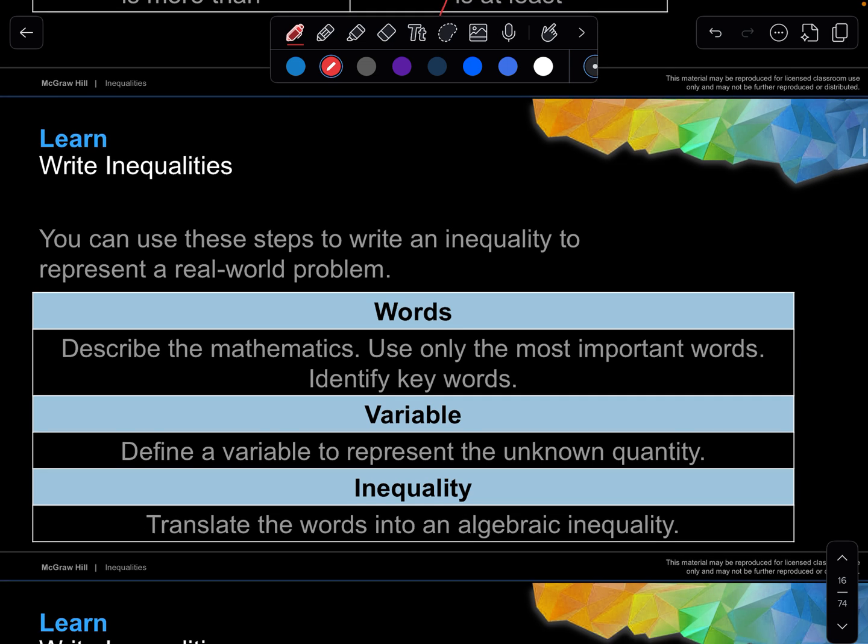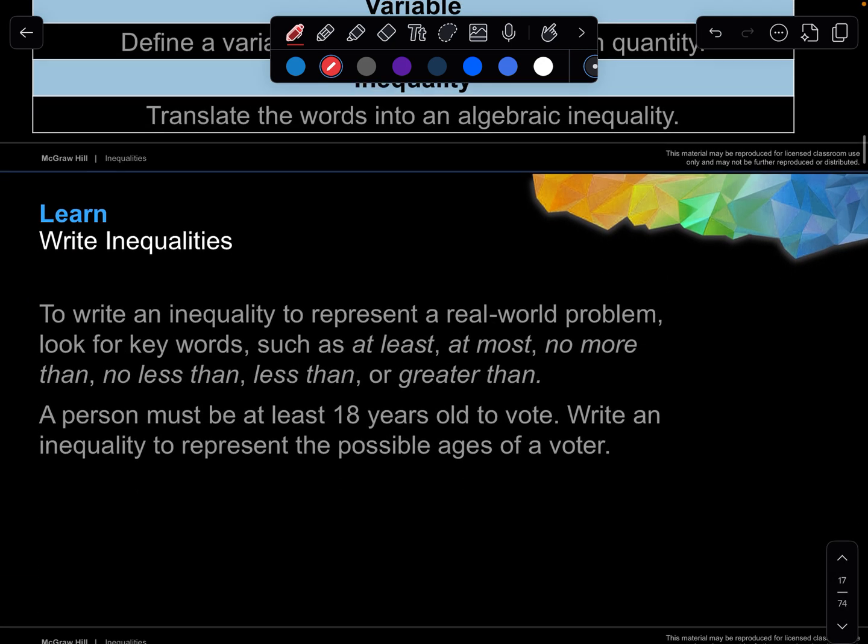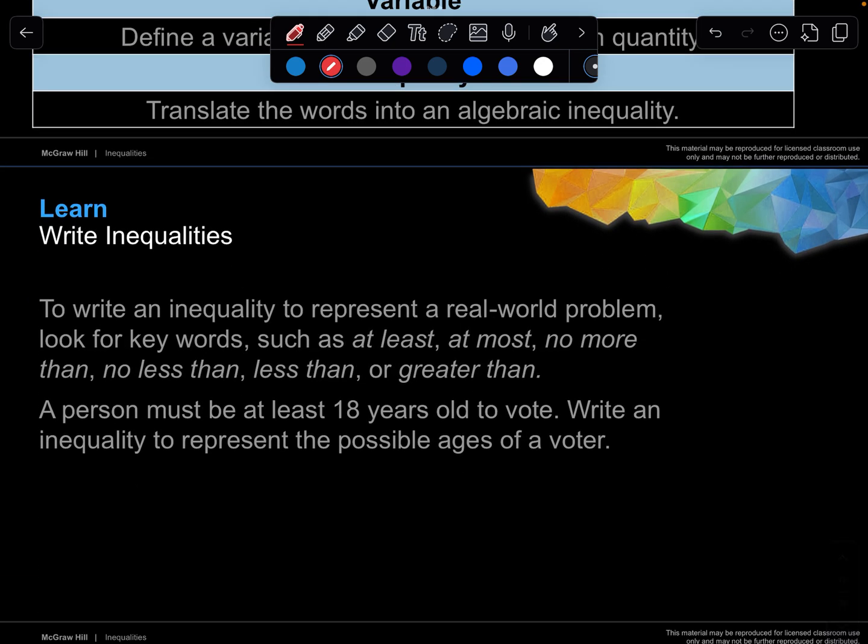Okay. Now, as usual, we use our same steps. We describe the math, identify the keywords, we define a variable, very important. Define a variable to represent the unknown quantity, and translate your words into an algebraic inequality. To write an inequality, we're going to look for keywords like at least, at most, no more than, no less than or greater than. So let's look at this question.